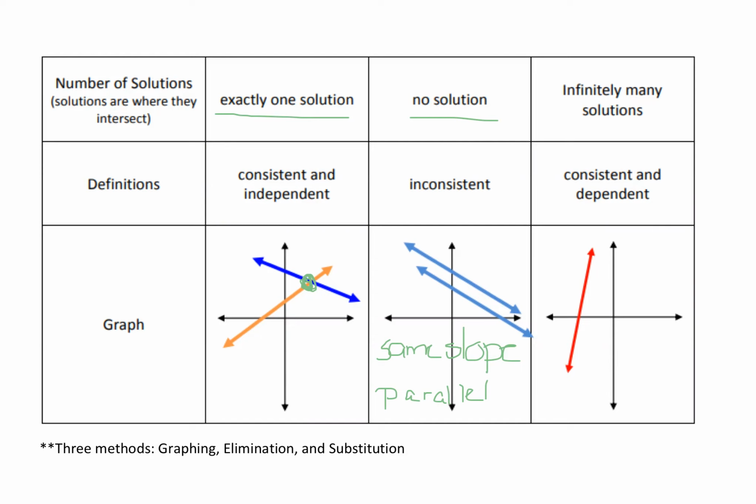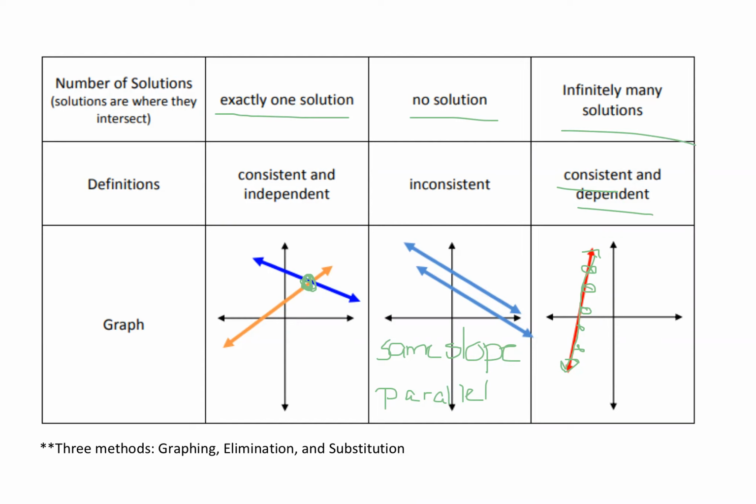And then infinitely many may be hard to see. It's because you're the same line. So there's all these different points that could be answers, and that still gives you consistent because there is a solution, but it's called dependent. That's when you have infinite. So you might want to add those to your notes. Think about those for a second.